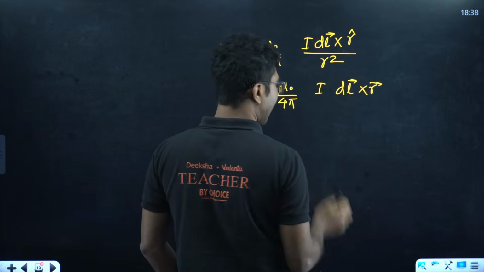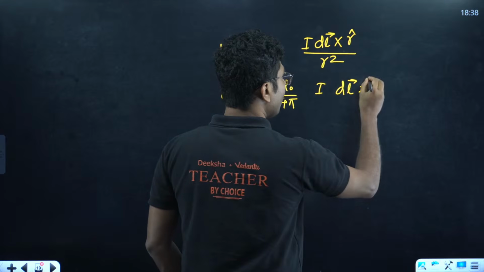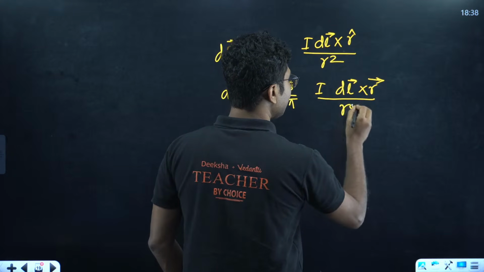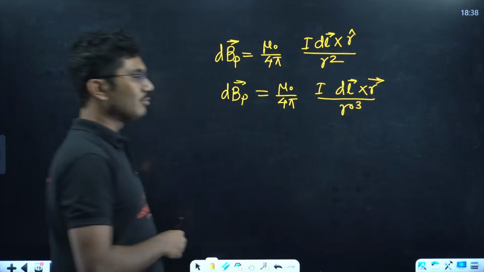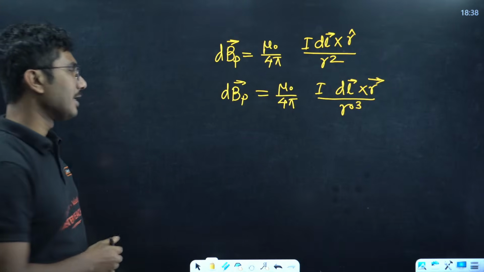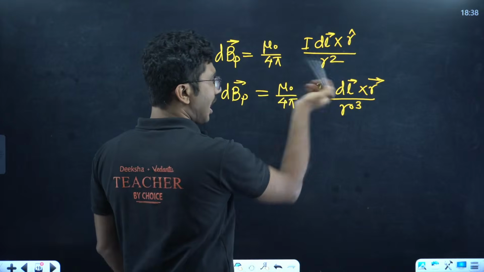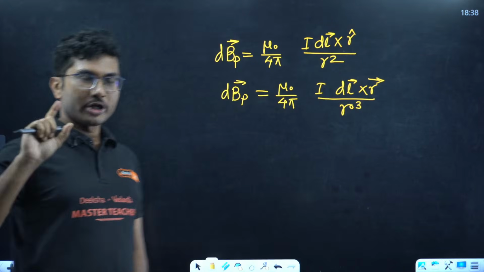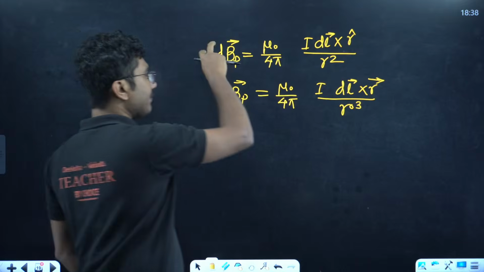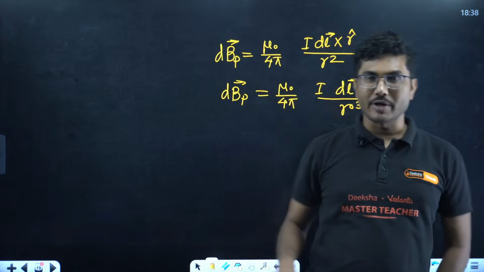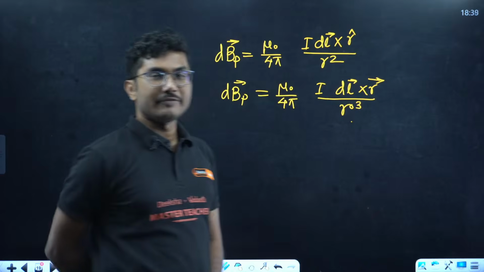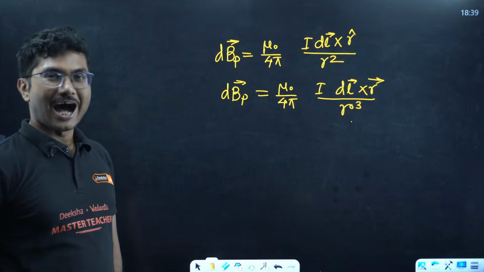Now because we have added a vector over here, we have increased the magnitude by 1. We need to divide by one more magnitude. So sometimes it is written like that: either r cap over r square or r vector over r cube. Don't confuse. Remember, magnetic field is inversely proportional to r square. R cube we write only when we are expressing it in vector form using r vector.